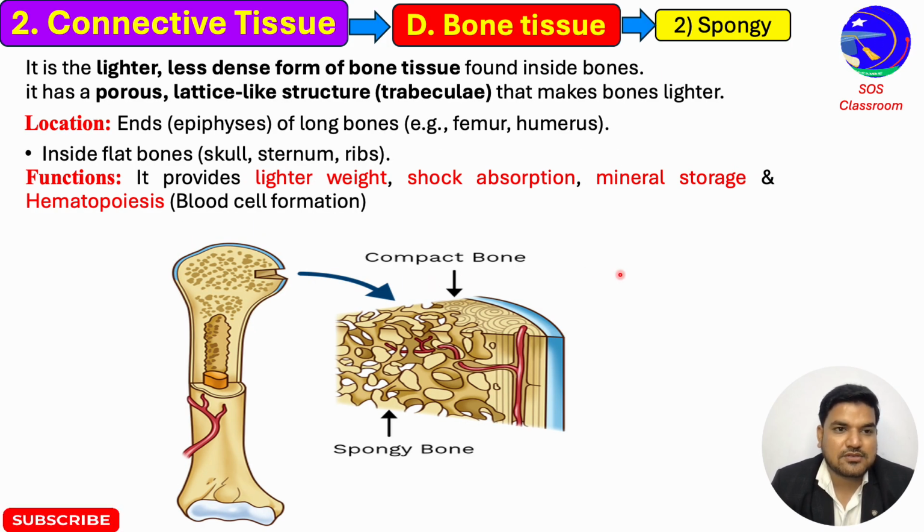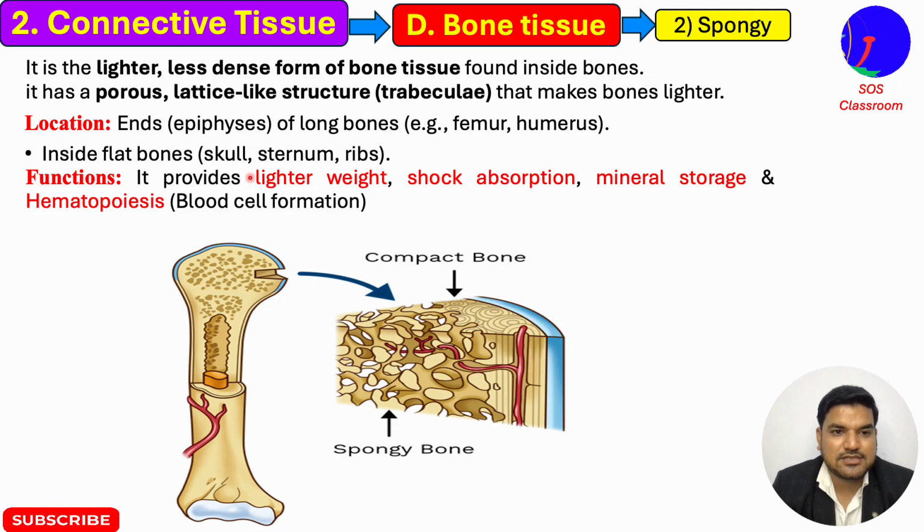Next is the spongy bone. Spongy bone has spaces, which makes it a lighter, less dense form of bone tissue found inside the bones. It is porous, you can see this is the hole, these are the pores or spaces. It has structures like trabeculae. These spaces, called trabeculae, make the bone lighter. Lighter means it reduces the weight of the bone.